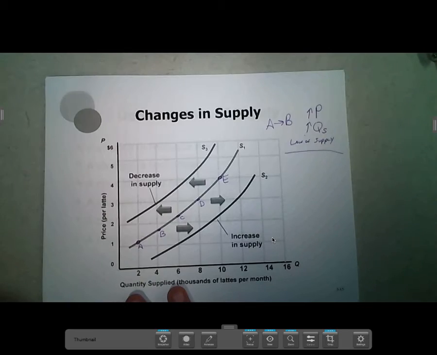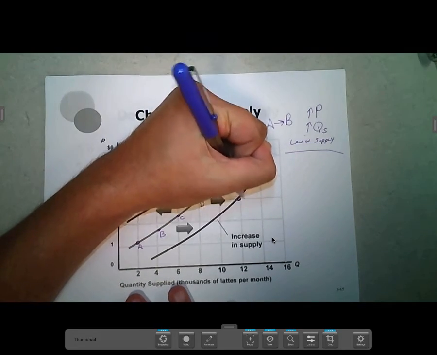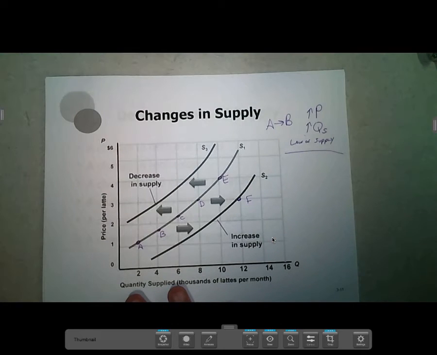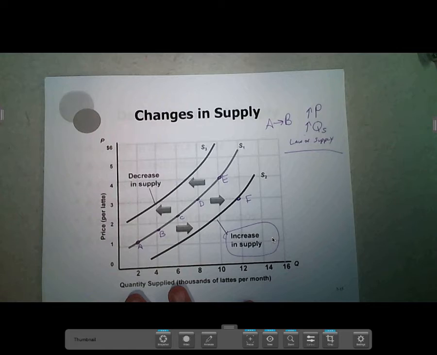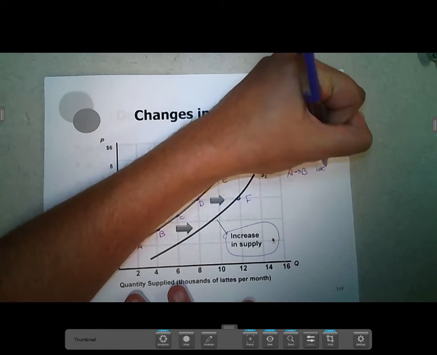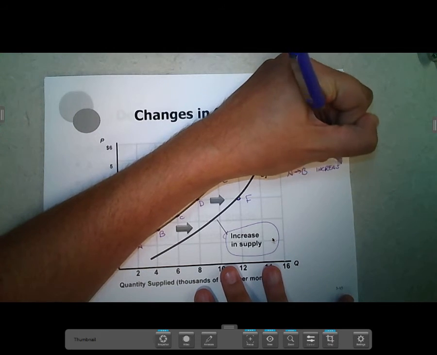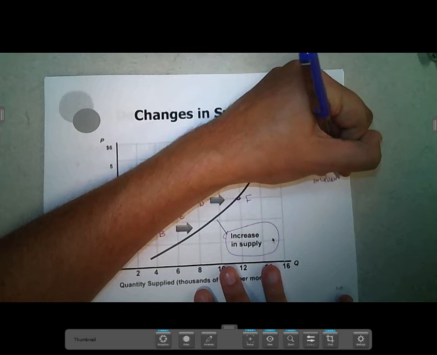How could I get something other than that? What would it look like if I were going from D to F? D to F is something outside of the law of supply, something other than the law of supply. That's an increase in supply. A to B is written out again as an increase in the quantity supplied.